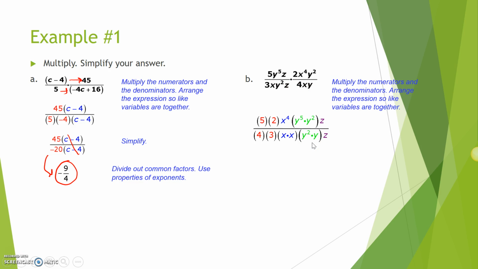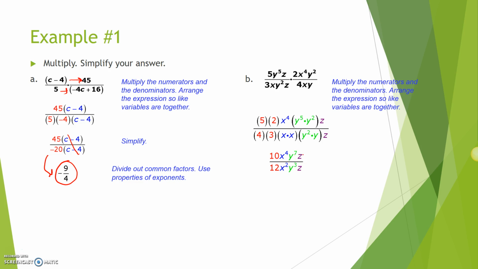And then we're going to simplify this down. 5 times 2 is 10, times x to the 4th, y to the 5th times y squared. Remember, we're going to add these exponents to get y to the 7th over z. Then for my denominator, we have 4 times 3 is 12, x times x is x squared, y squared times y is y to the 3rd, times z.